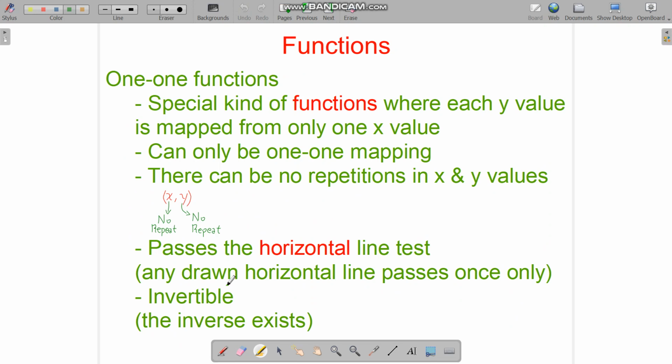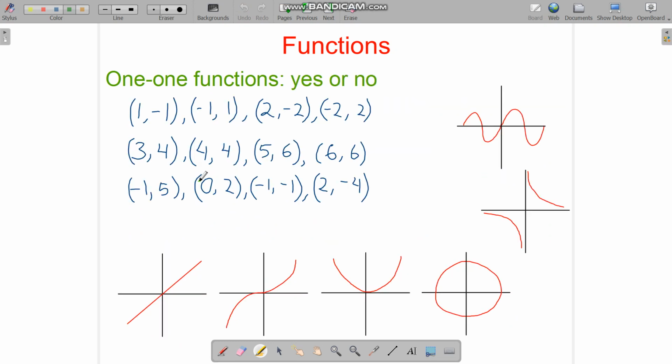And one-one functions are special kind of functions where each y value is mapped from only one x value. It can only be one-one mapping. There can be no repetitions in the x and the y values, and it passes the horizontal line test, and it's invertible, or the inverse exists. So for example, here this is 1, -1, 2, -2, no repetition, so it's a function. And -1, 1, -2, 2, no repetition, so this is a one-one function, yes.